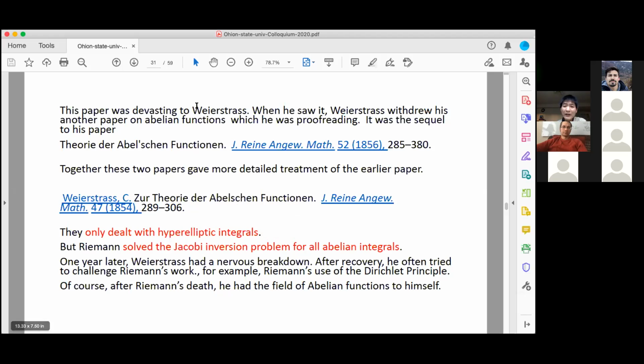About 1.5 years later, Weierstrass had a nervous breakdown. Then after recovery, Weierstrass often challenged Riemann's work, for example, Riemann's use of the Dirichlet principle. Now, of course, after Riemann's death, the competition was over.